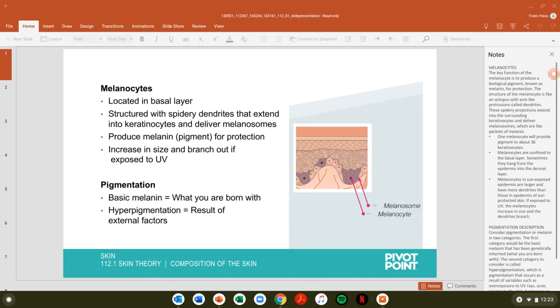The melanocytes are located in the basal layer. They're structured with spidery dendrites that extend into the keratinocytes and deliver those melanosomes. Remember, melanocytes think of it as producing pigment. So the pigment is really there in your skin for protection. Pigmentation is basic melanin, meaning what you are born with. Hyperpigmentation is a result of external factors, thinking like being outside, being exposed to sun exposure.